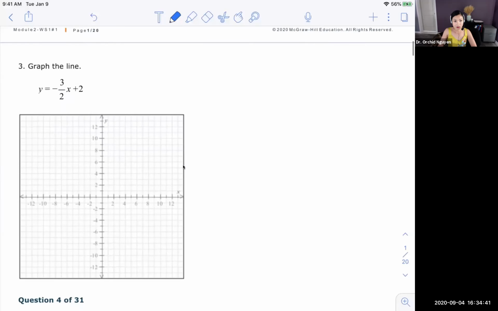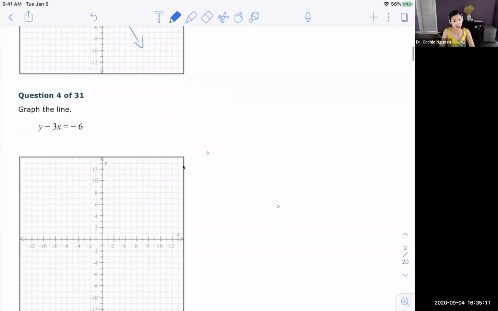See right here, we have a negative slope. So let's start with the y-intercept, which is 2 right here. And then the slope is negative 3/2. So we go down 3, and we go to the right 2. For negative, I always go down, and then I always go to the right. Some people say that you can go up and to the left for negative. I just want to keep it consistent.